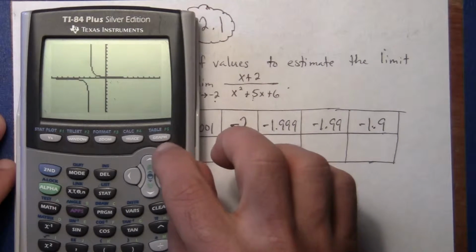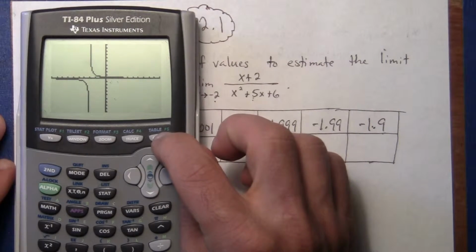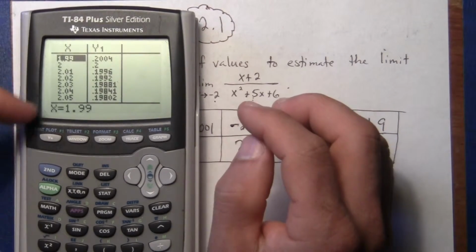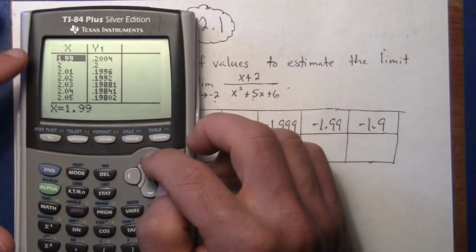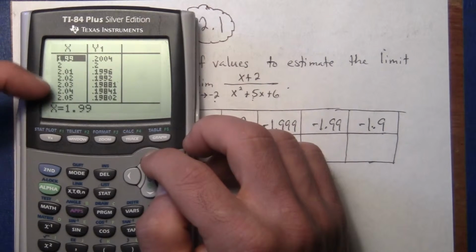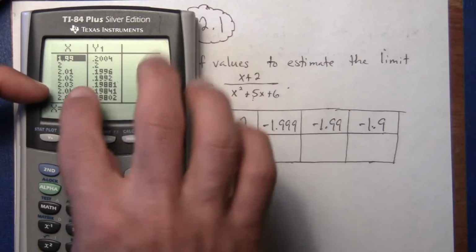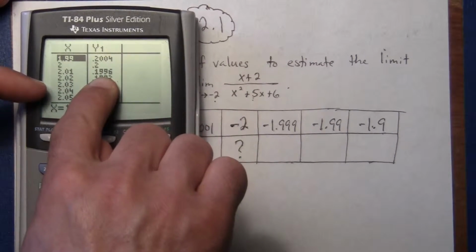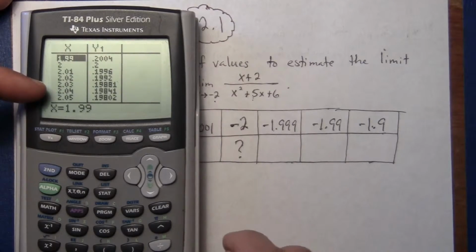If you look right above the word graph, you see the word table. So if you hit second and then graph button, or table, it's going to give you a list of values, and notice it started at 1.992. You can have this start wherever you want, but that's kind of nice. What this is saying is if you plug 2.01 into this function, that's the y value that you would get, which would help us fill this thing out.